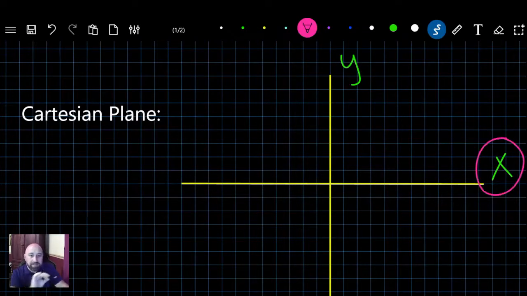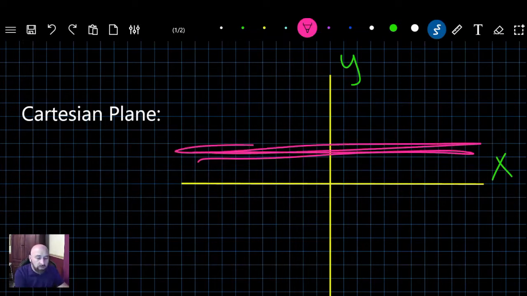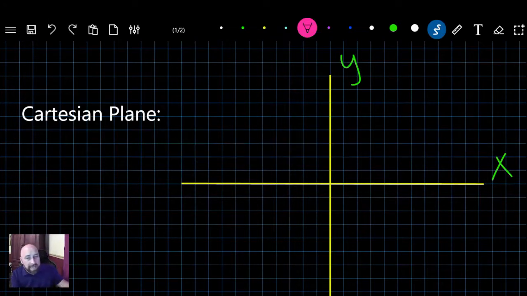The x-axis is the line that goes east and west, okay? The line that goes across. This is the x-axis. The one that goes north and south, or up and down, is called the y-axis. Very important that you understand which one's the x and which one's the y. If you don't get that, then we have a problem. So you need to make sure that you understand the x and the y.